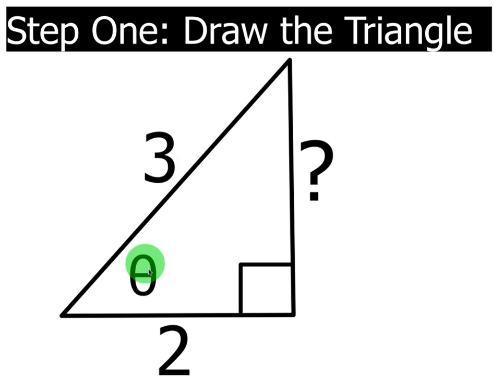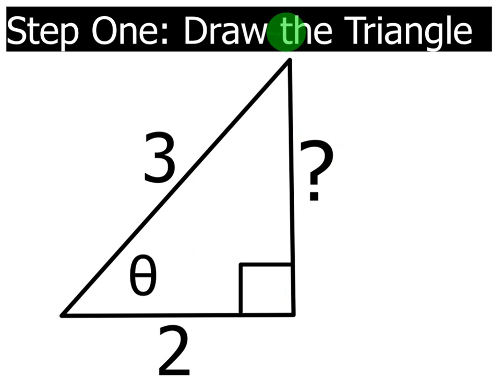Your triangle might look different than mine. It doesn't matter. Just be consistent with where the starting angle is. So here's your starting angle, theta. Your adjacent side must be 2, meaning next to theta but not the hypotenuse, and 3, which is the hypotenuse, which is opposite the right angle. Now we just need to solve for this third side, right? And since it's a right triangle, we can use the Pythagorean theorem to solve for the third side.